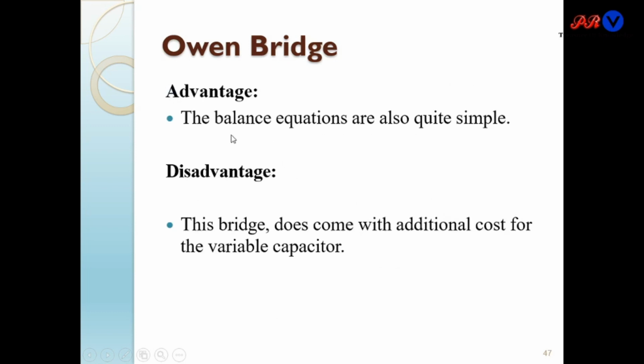Advantage: the advantage of Ohm's bridge is the balance equations are quite simple. They have balance equations which are simple as in Wheatstone bridge. Disadvantage: it requires additionally a variable capacitor, which produces some extra cost for the bridge.